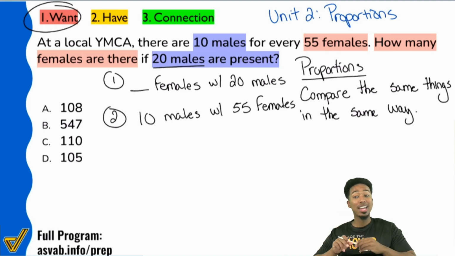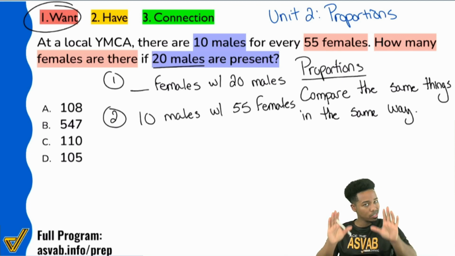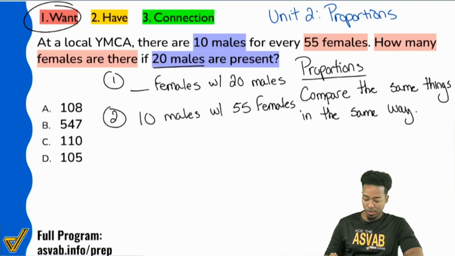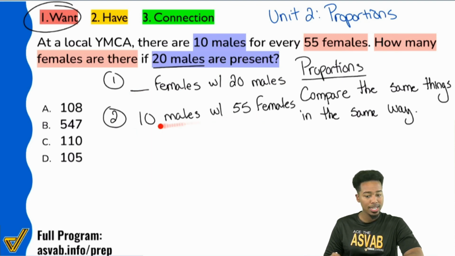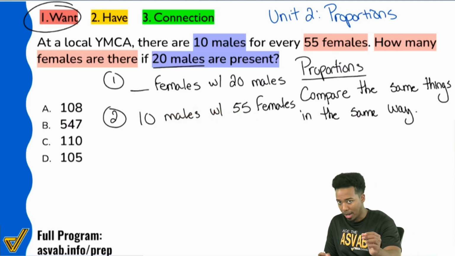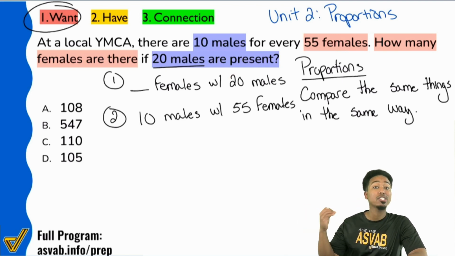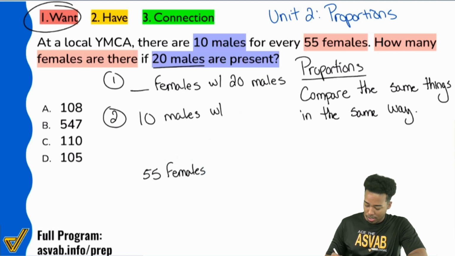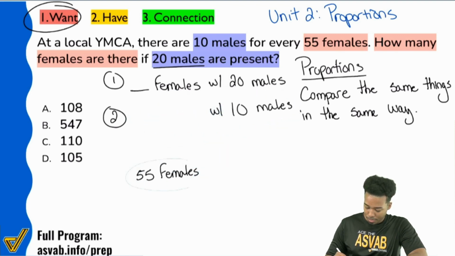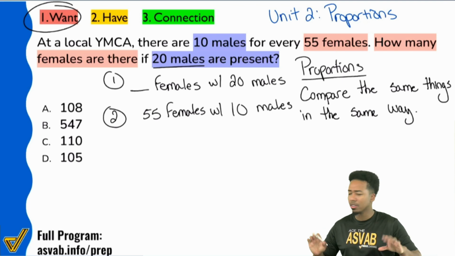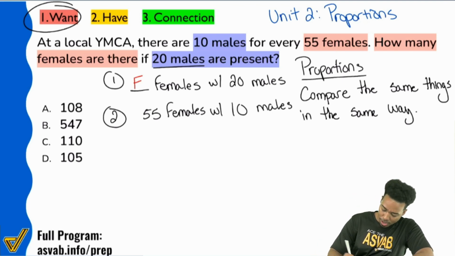Notice how when I wrote my information down, this is a classic, simple, avoidable mistake that a lot of people end up making. Notice how it says, we're looking for the number of females that were with 20 males, and then we have 10 males with 55 females. This is not going to be listed correctly if we want to compare the same things in the same way. It starts with females, then males. Very important, not right now, but when we actually set up the proportion. So what I can do here is this. Now if you take a look, females first, males second, and you're good. Now you're good. And I'm going to go ahead and just put a big F in red for females.